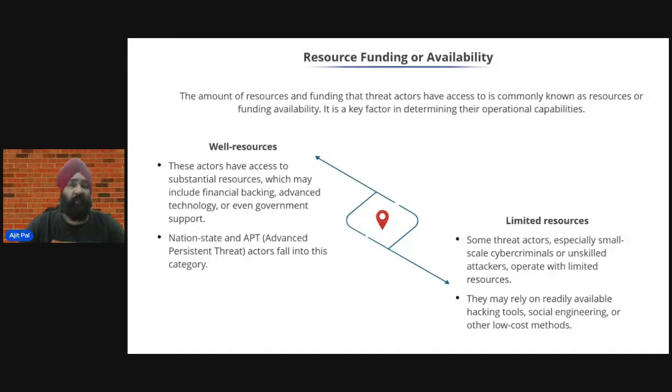You have well-resourced funding, where you have a large amount of money available at your disposal to hire people and work on resources. Nation states, organized crime groups, and APTs come under this category. Then you have limited resources: cyber criminals and script kiddies, who do not have a lot of resources available.